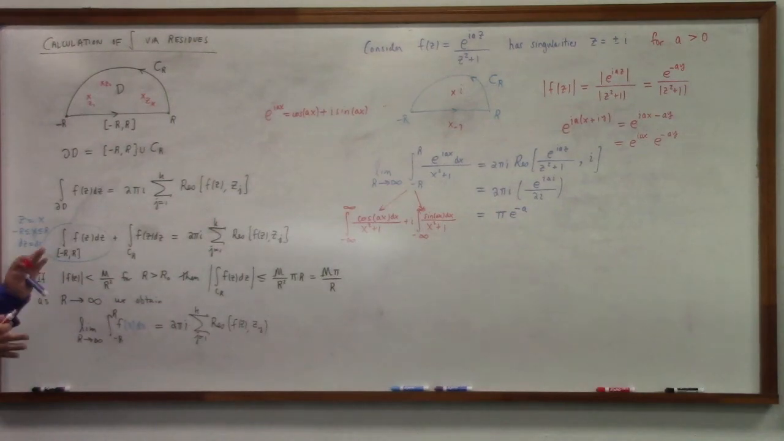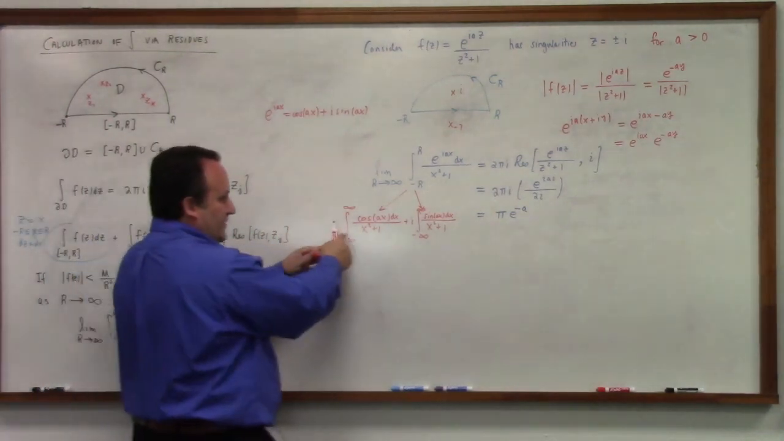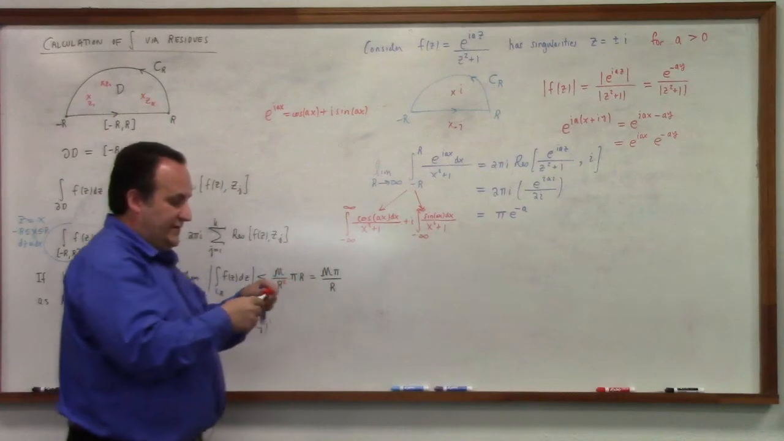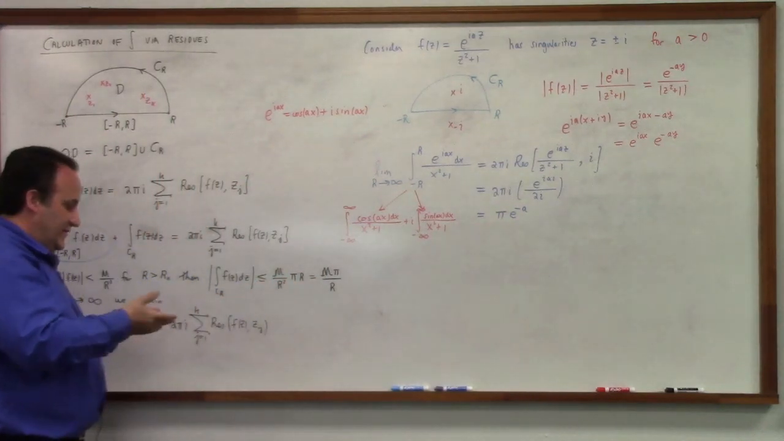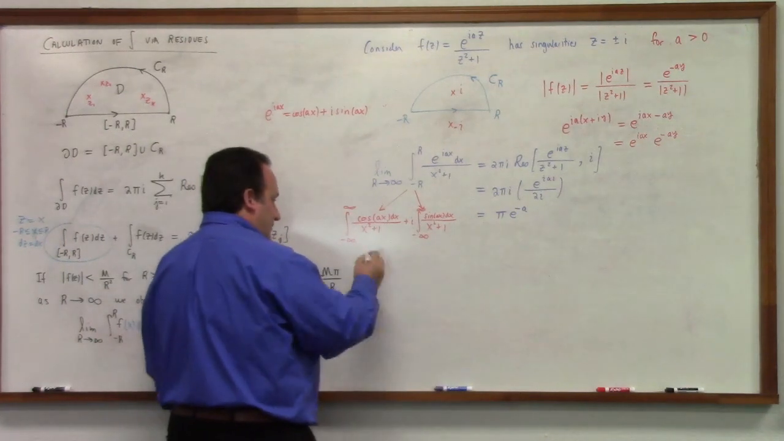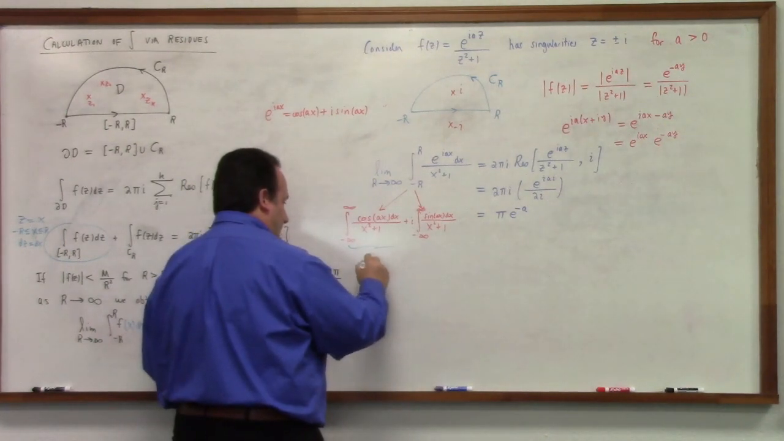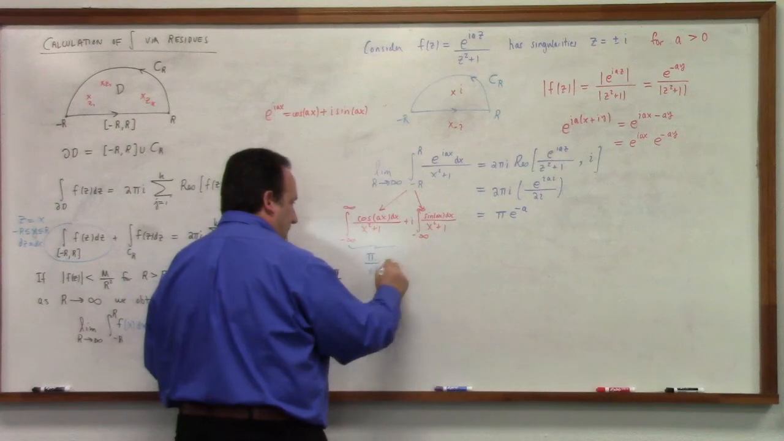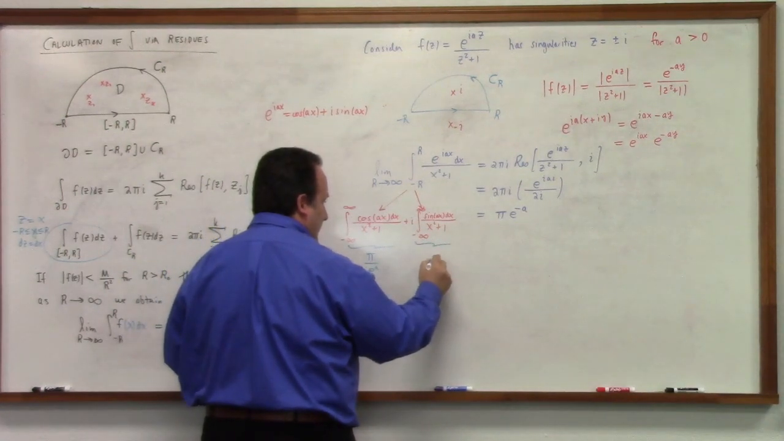And what can you read from this calculation? This is equal to that, right? So what does that tell me about the integrals? It tells me two things. It tells me that this integral is pi over e to the a, and this integral is 0.